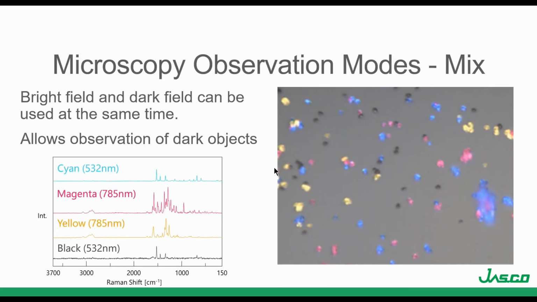So we have a mixed observation mode where the bright and dark field are combined, so everything can be observed. Now the dark areas here can be observed, also the color ones. And actually in this mode, since we have an auto stage, we can go exactly where the point we want to make the measurement. And actually, you can see here the Raman spectrum of this yellow particle, or the red, the magenta one, or black. Those are the measurements that we were making with different laser lines.